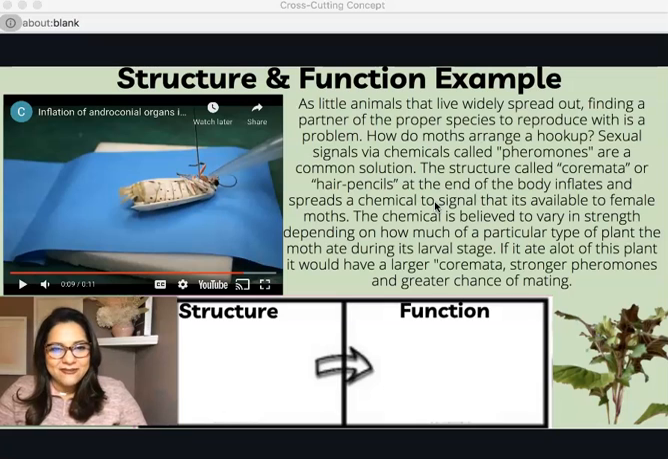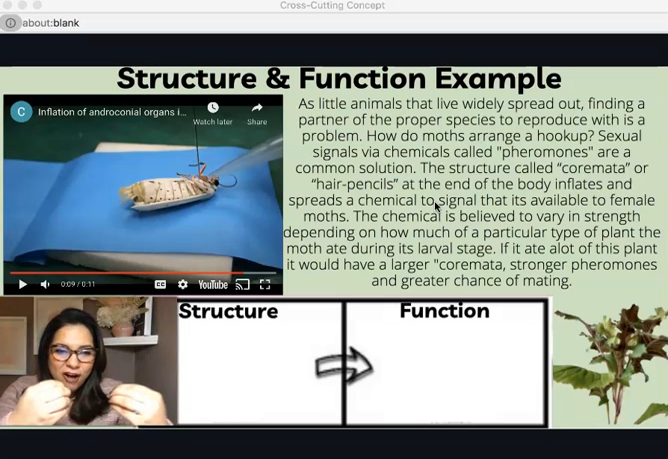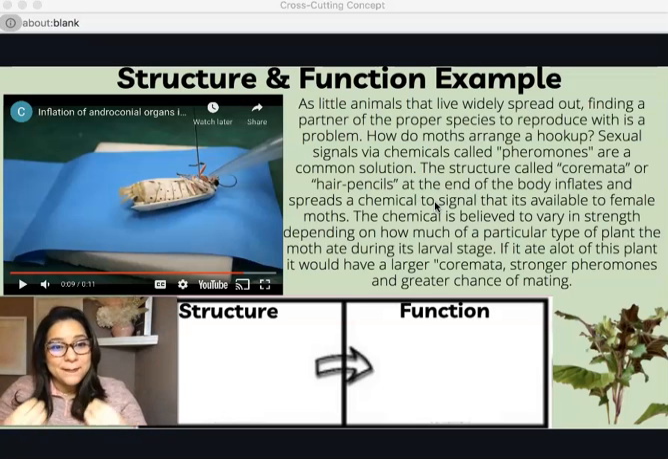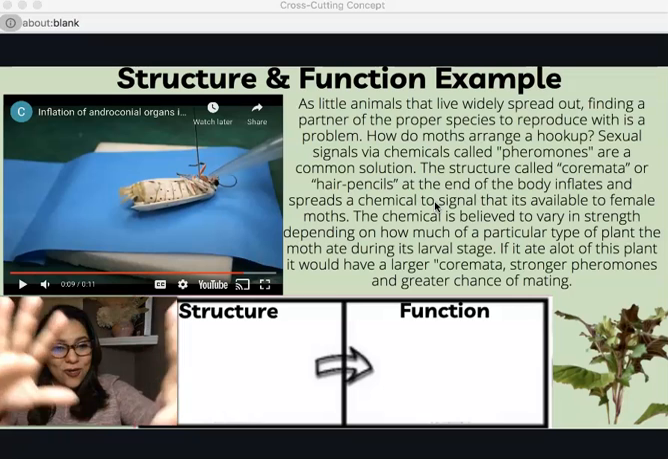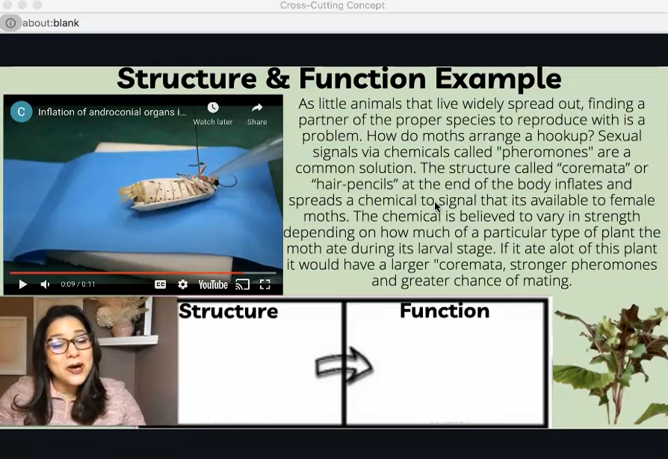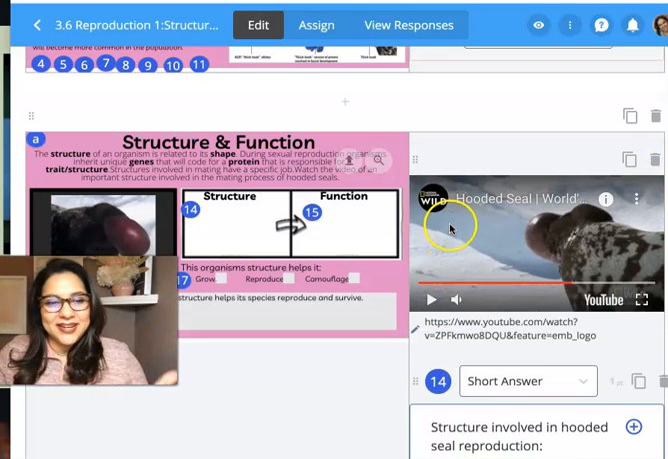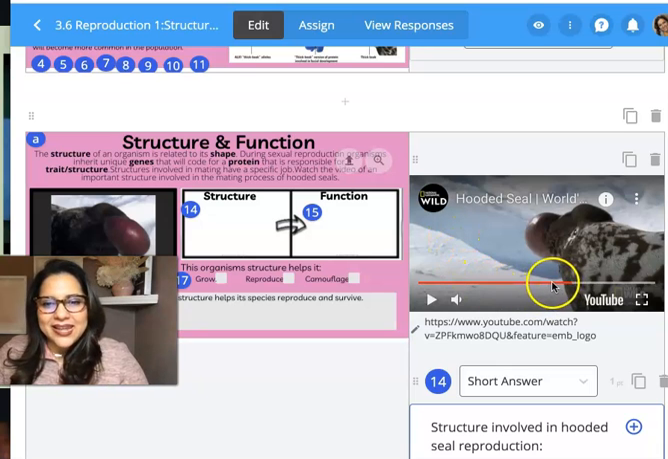So again, the structure, they're long, they're like hair-like pencils, they come out of the body. This helps its function because it extends out of its body and helps spread this chemical all around its perimeter that will help it attract female moths. So there are so many examples of structure and function in nature because truly every design has a purpose, right? And so I wanted to show you one more.